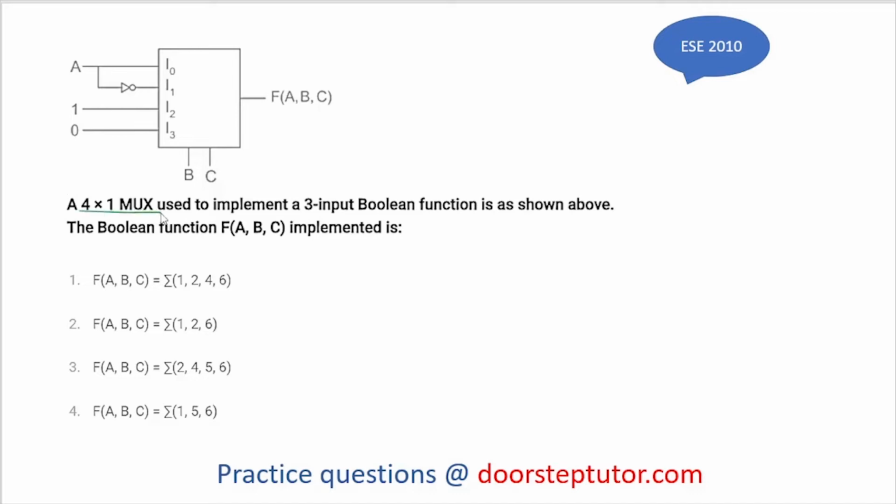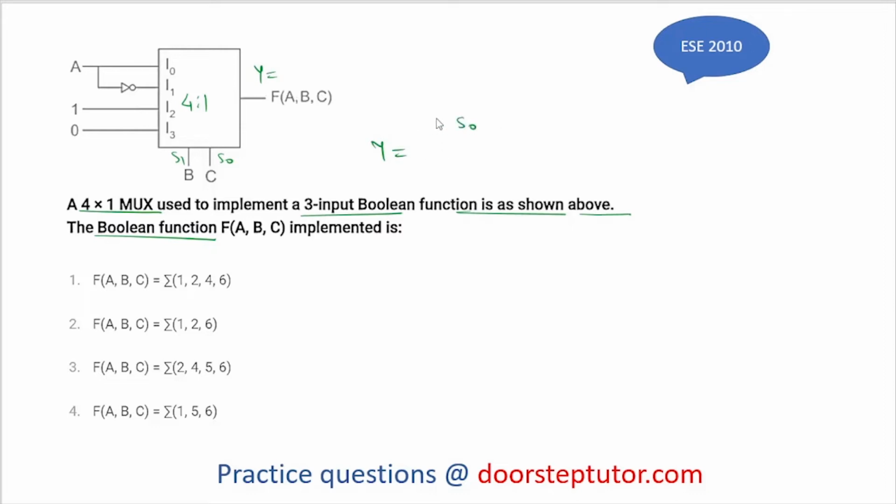A 4x1 mux is used to implement a 3 input boolean function as shown below. We have to find the boolean function A, B, C implemented, so we have to write down the expression of the function. Here we are using a 4x1 mux which has select lines S0 and S1 as B and C, and inputs are applied like this. So let us write the expression of output for this.